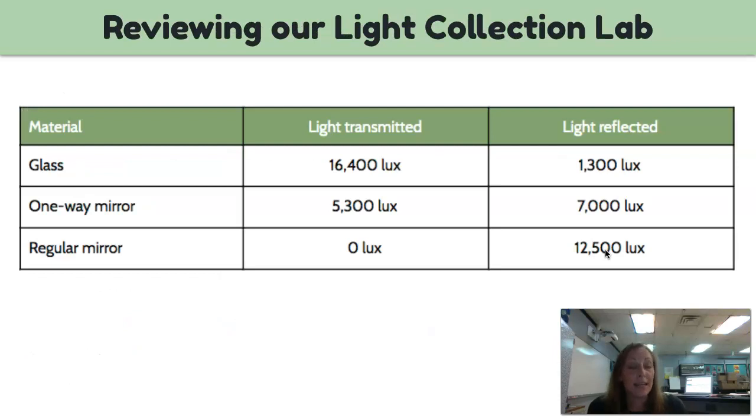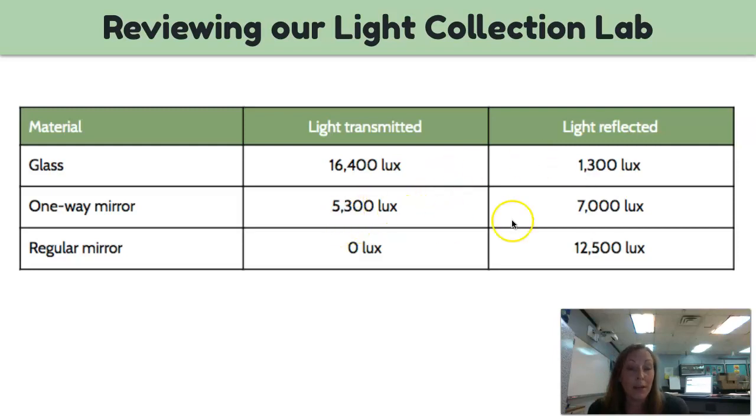Here is some data from our light collection lab. This is my data, so it's going to be slightly different than yours. And again, we're not so concerned about the exact numbers here. We're just looking for patterns. So the glass, we can see that if we look at these two numbers, this is much bigger. So most of that light went through or was transmitted through the glass. Some light was reflected back, and that's why we can see a reflection sometimes in glass.